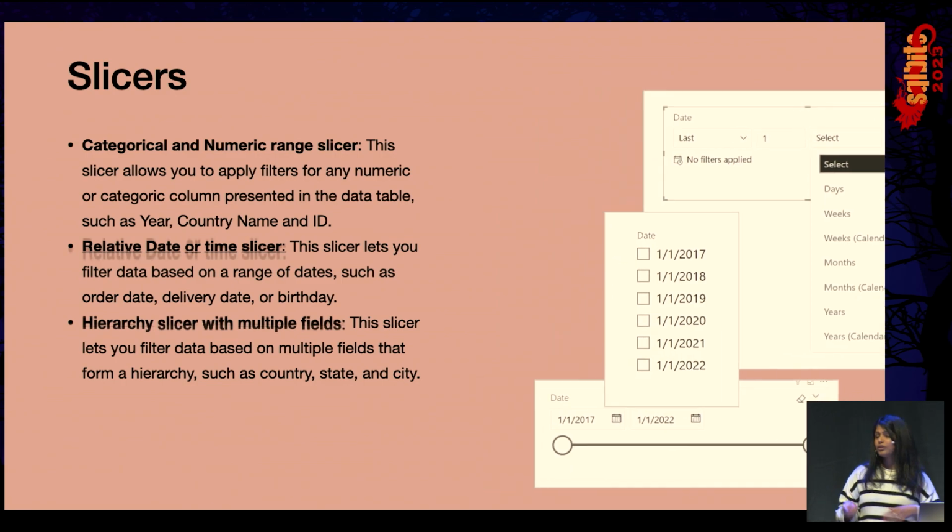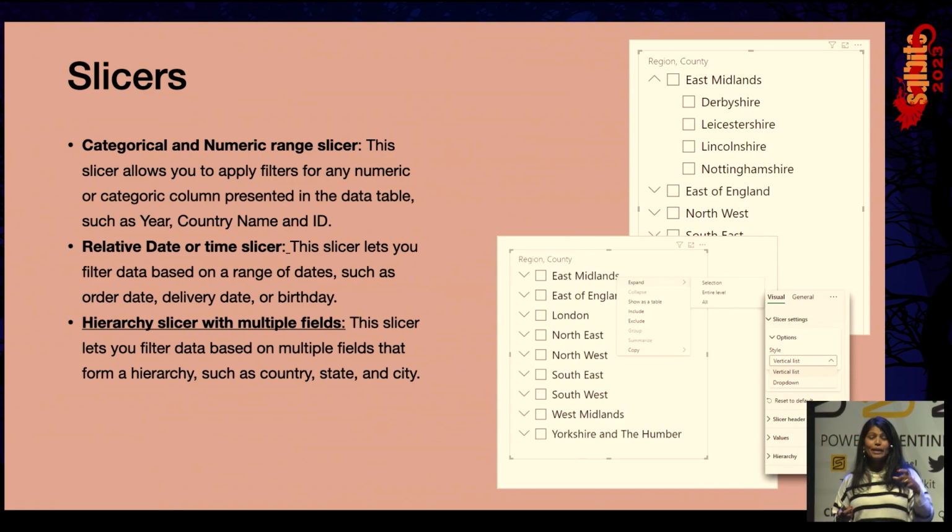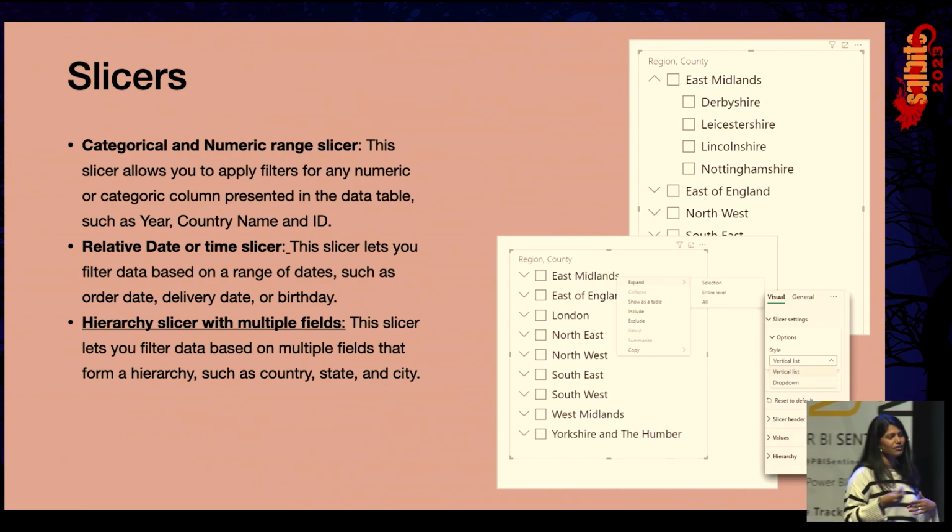The other type when it comes to slicers is the hierarchical slicer. If you have a hierarchy in your data model, or if you want to slice your data based on more than one field, that's when you would use hierarchical slicers. It's quite nice to add a lot more content onto your slicer. If you are coming from the paginated report world or SSRS report world and want data-driven slices, the hierarchy slicer can behave like those data-driven slices.